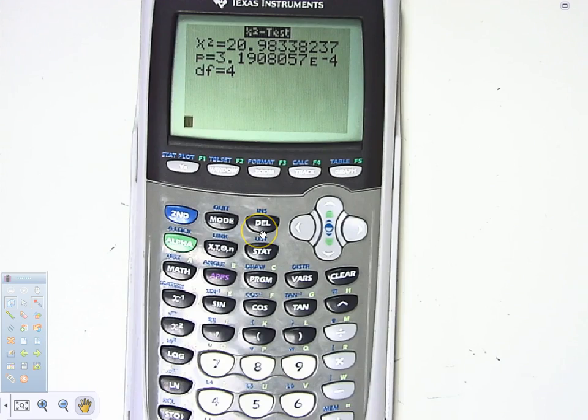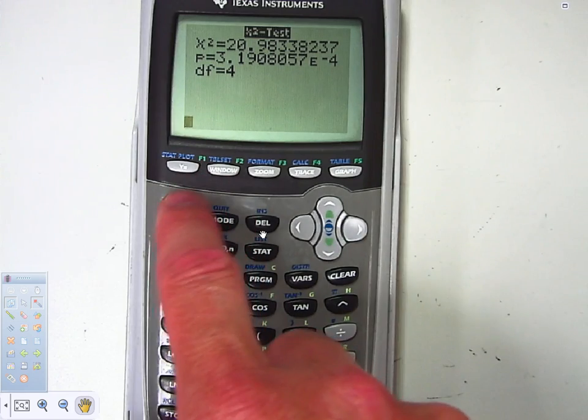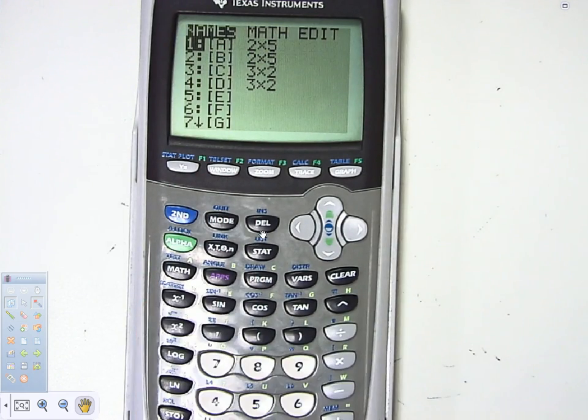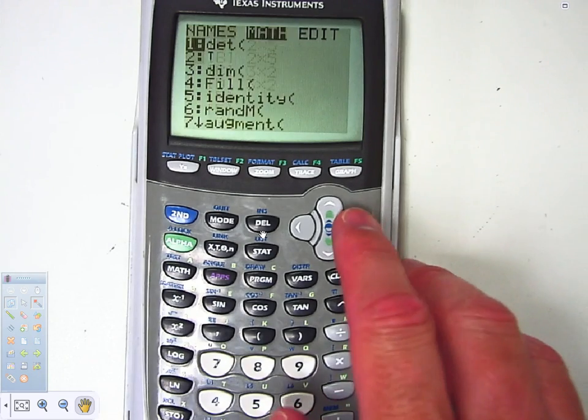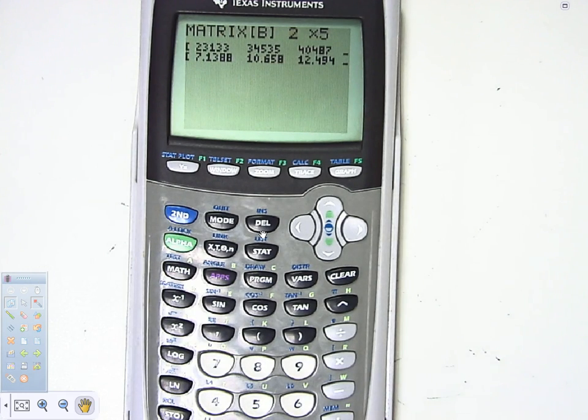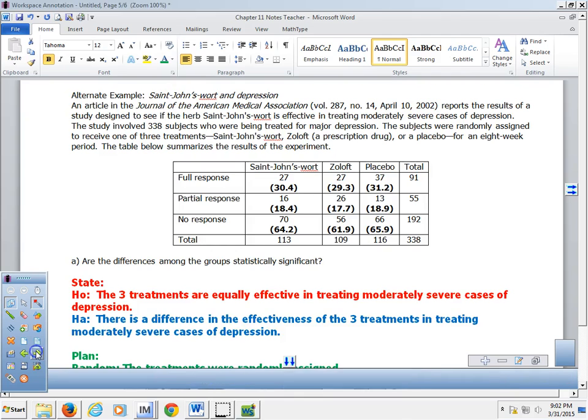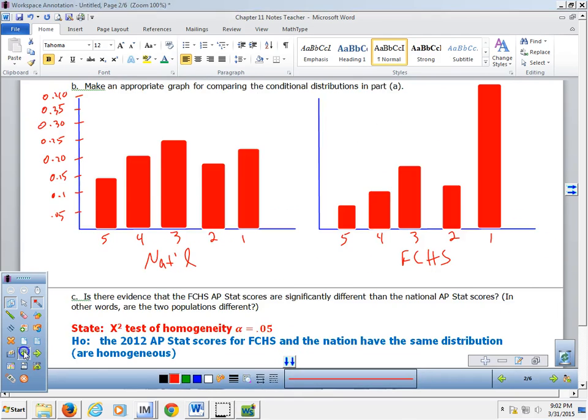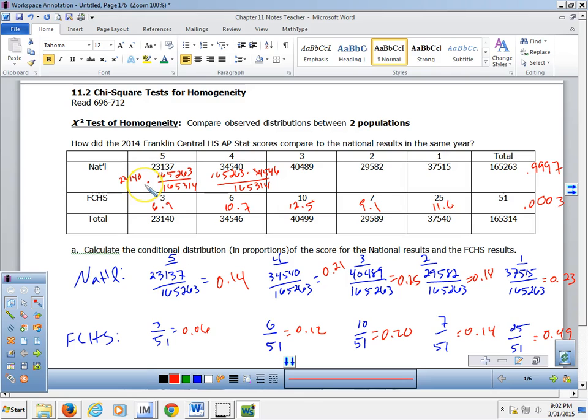Now, our expected numbers, I wanted to show you that. Now that we've run our test, if we go back into second matrix, which is above your x to the negative 1, now you see that matrix B has changed into a 2 by 5. And we can go take a look at it by arrowing over to Edit and then down to Matrix B. And there are all of your expected counts.